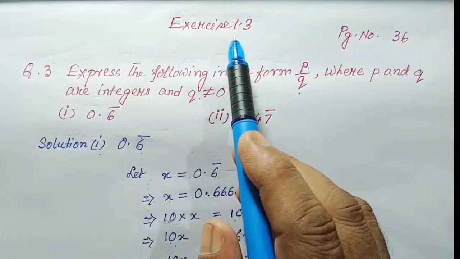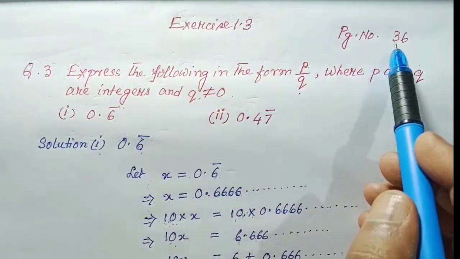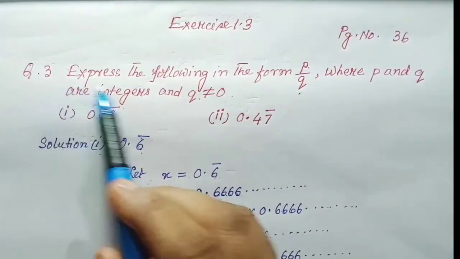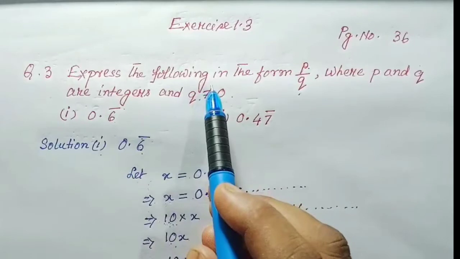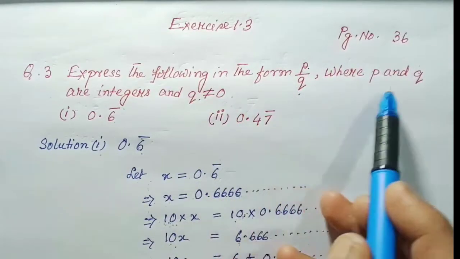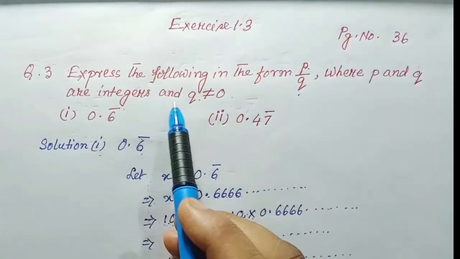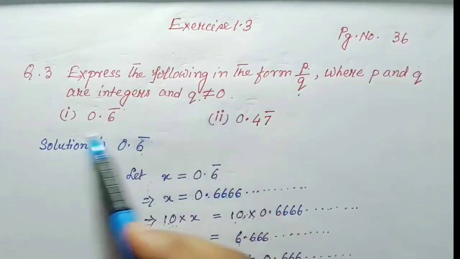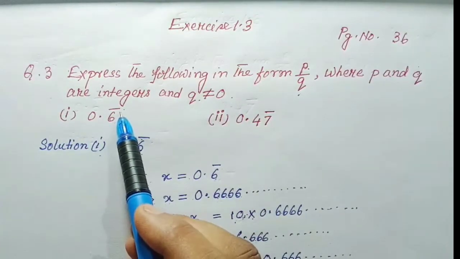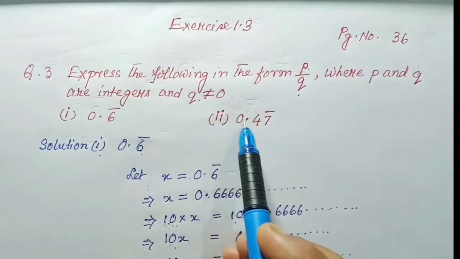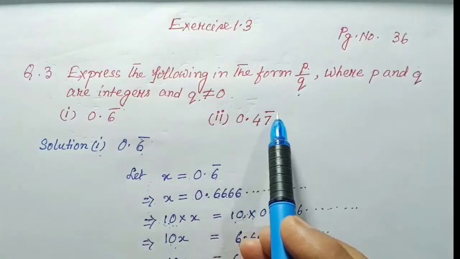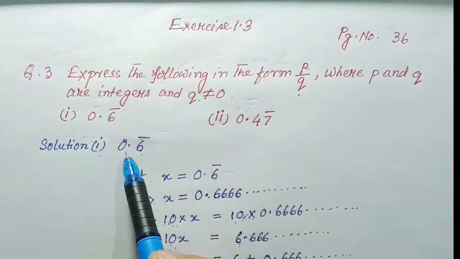Exercise 1.3, page number 36. Question number 3. Express the following in the form p by q, where p and q are integers and q not equal to 0. Roman number 1, 0.6 bar, and Roman number 2, 0.47 bar. Solution, Roman number 1, 0.6 bar.